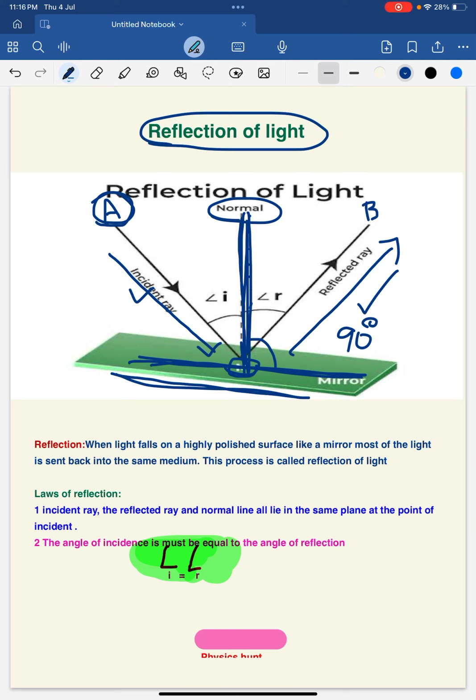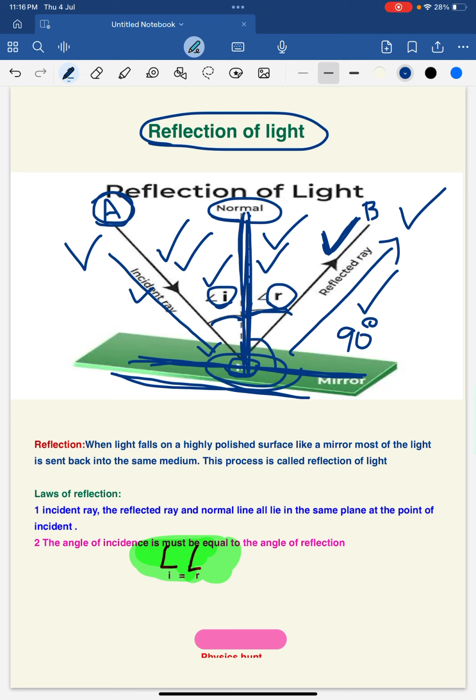Okay, and also look at the diagram carefully. This is the incident ray, right? This incident ray makes an angle i with the normal, which is called the angle of incidence. Similarly, on the right side, this is the reflected ray, right? The reflected ray also makes an angle r with the normal, which is called the angle of reflection. Okay, so here we have three things: one is the incident ray, another is the reflected ray, and the third is the normal. All lie in the same plane, correct or not?